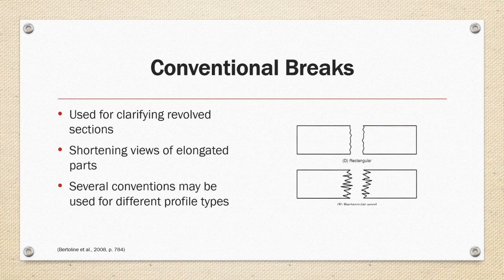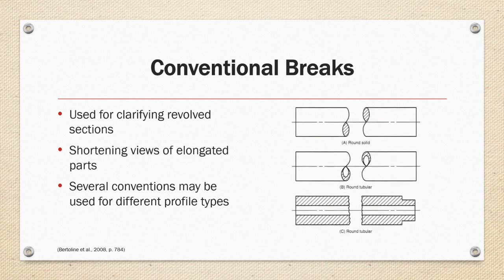There are several conventions that may be used for different profile types. For rectangular material, typically a squiggly, hand-drawn-looking break line is drawn for metals and plastics. For materials like wood, a more jagged breakout line is typically used. And for cylindrical objects, you have the option to use a squiggly line like we do in a typical view, or the S-shaped cut for cylindrical objects as shown in the top examples A and B.